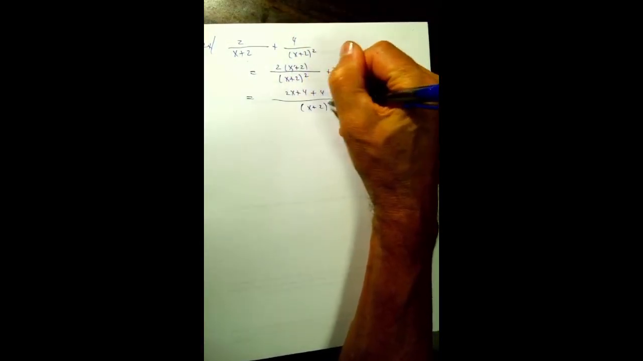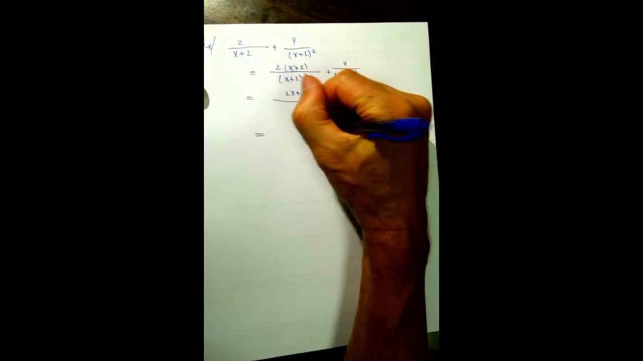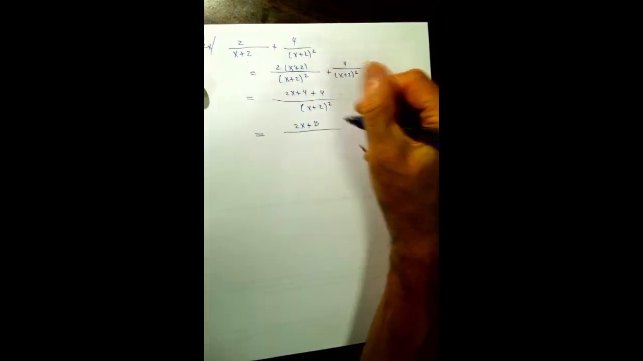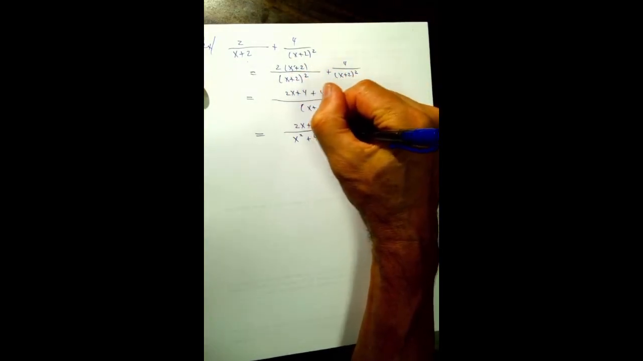So when I bring these together, the numerator now for this is 2x plus 4 plus the 4 from that, and the denominator is x plus 2 quantity squared. So this becomes 2x plus 8 over the quantity, and if I expand out x plus 2 quantity squared, I get x squared plus 4x plus 4.